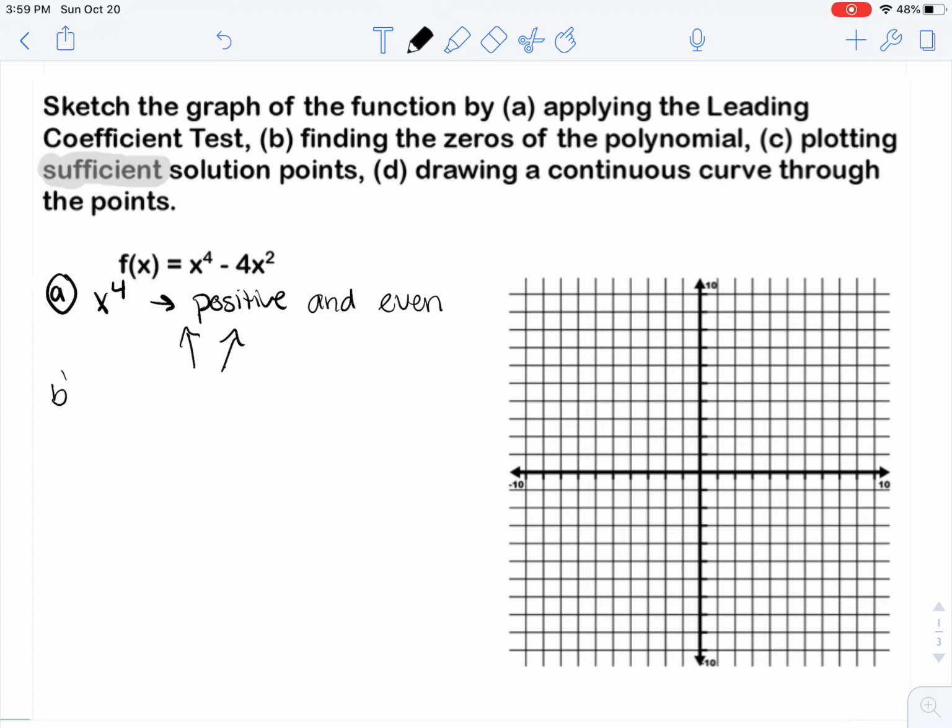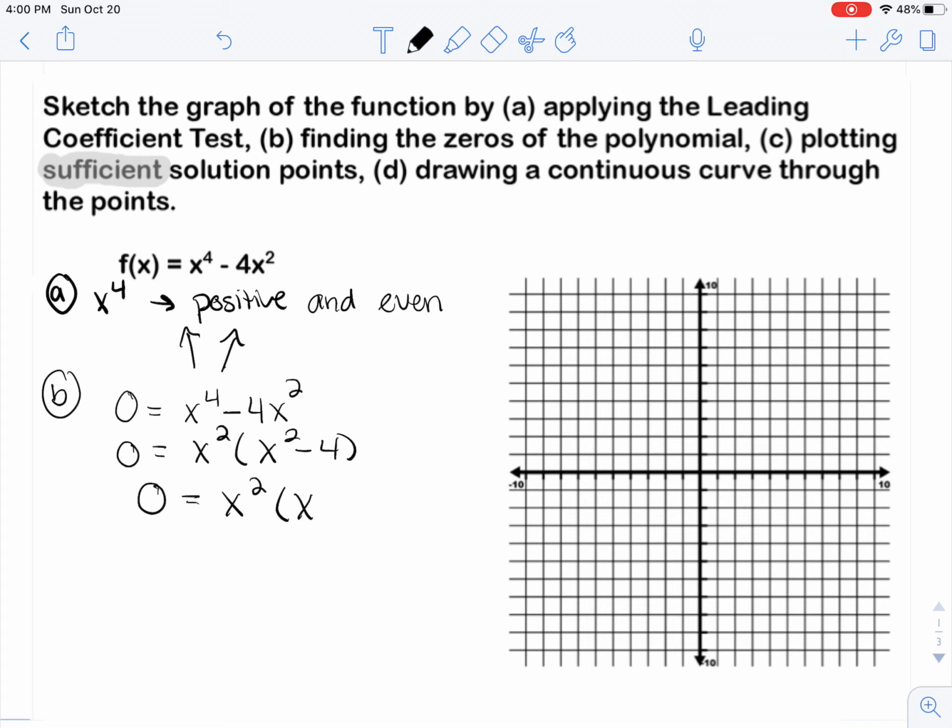So now find the zeros. So plug in 0 for f of x and solve. So this is 2 terms. It looks like there's a GCF of x squared. So I would be left with x squared minus 4. And then I can factor this further. So x squared minus 4 would be x plus 2, x minus 2, since that's a difference of squares.